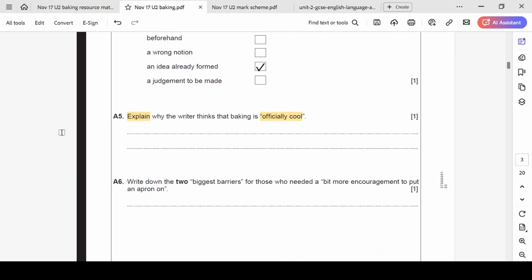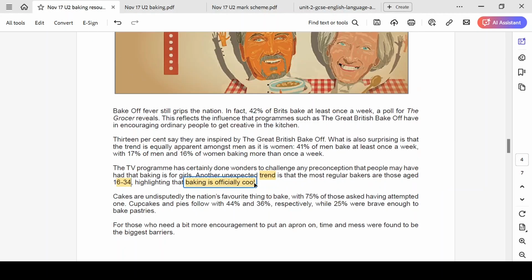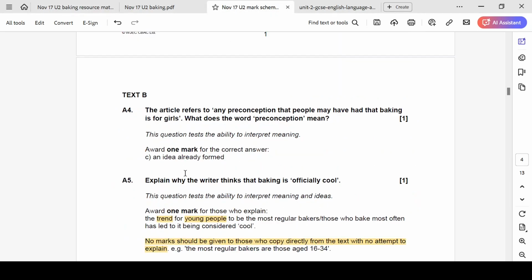So I would put here something like, because those who bake are the age group that is most seen to be cool. As I said, there's a million ways of writing that answer. The key things are that you found the right bit of the text and that you've not just quoted what it said. Copying that is not enough, as it says in the mark scheme. You've got to explain.